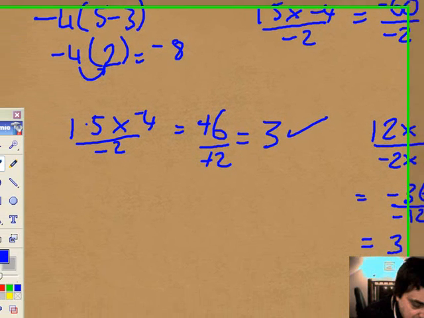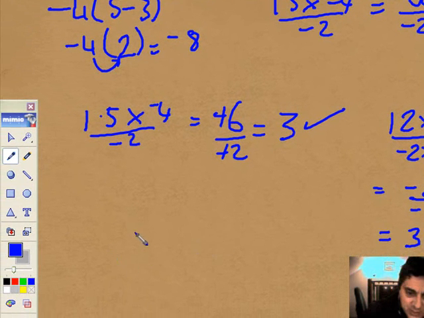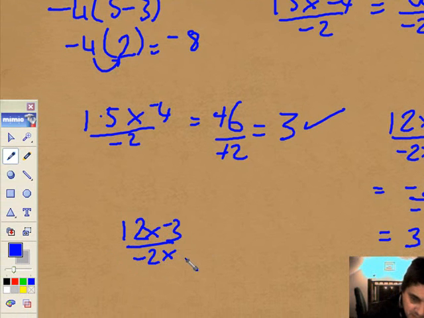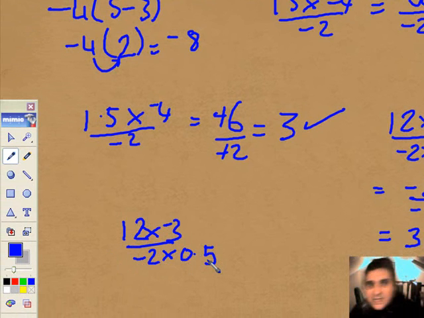Anything else that's challenging? Yes, I'll just do the last one. I've got loads of space here, so I'm going to go 12 times minus 3, it's not really clear, is it? Divided by minus 2 times 0.5. Yeah, and I'm going quick, so forgive me. You can stop this anytime you like. We're not in class now. Stop it, ponder it, go over it.